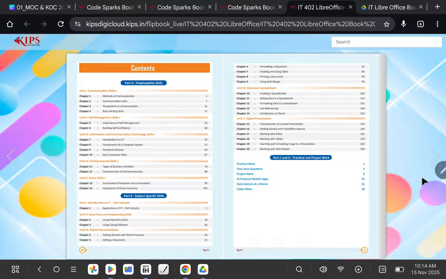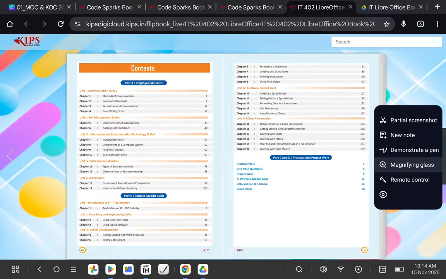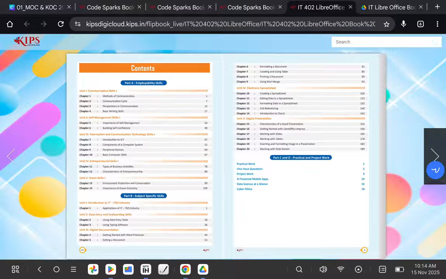So Unit 4 is our unit now, and together we are looking at Unit 4, Electronic Spreadsheet. In this we have how many chapters? 10, 11, 12, 13, 14. So there are in total 5 chapters, starting from chapter number 10 to chapter number 14. Also note down the page numbers somewhere: 103, 113, 132, 140 and 143.